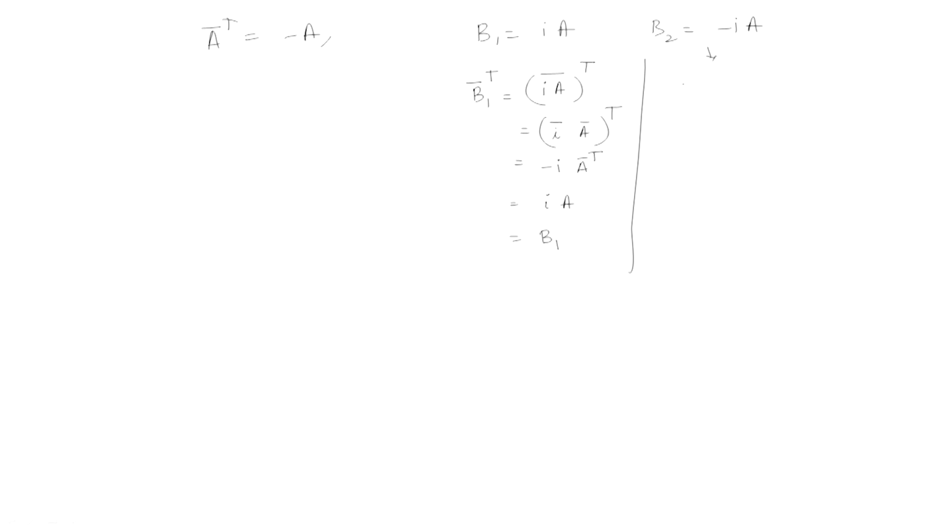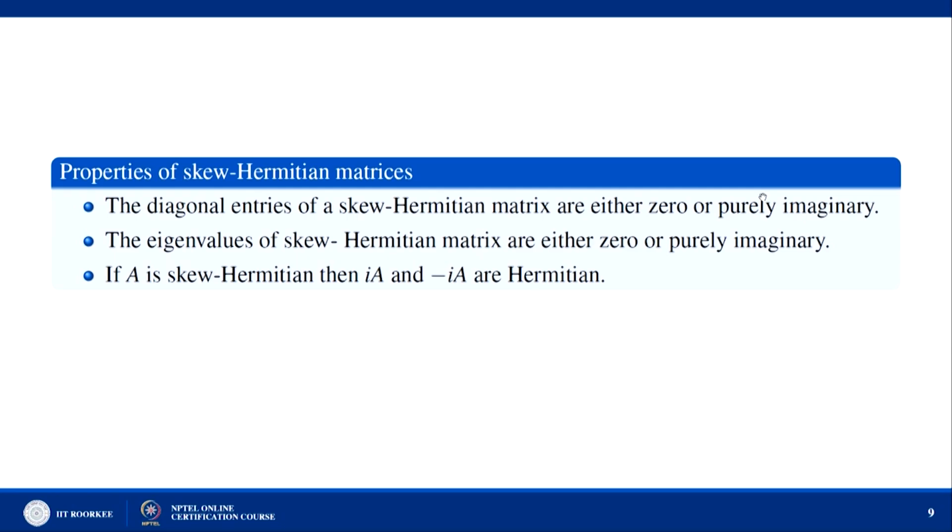So, similarly, we can proceed for B2. If we take B2 bar transpose, it is (minus iota A) bar transpose. So, this is minus iota bar A bar transpose, minus iota bar is iota, and A bar transpose is minus of A because A is skew Hermitian. So, it is equal to minus iota A, which is B2. So, we have shown that B2 is a Hermitian matrix. So, if A is skew Hermitian, then iota A and minus iota A are Hermitian matrices.